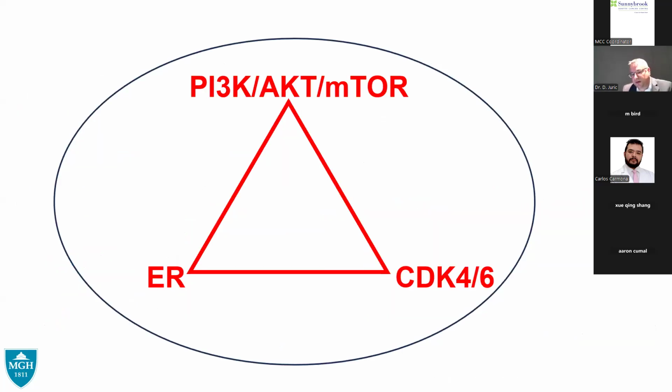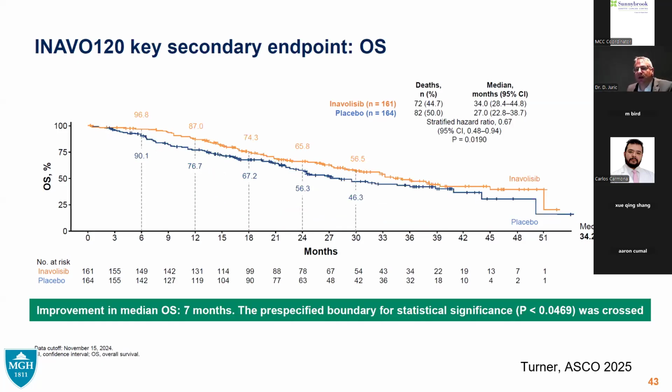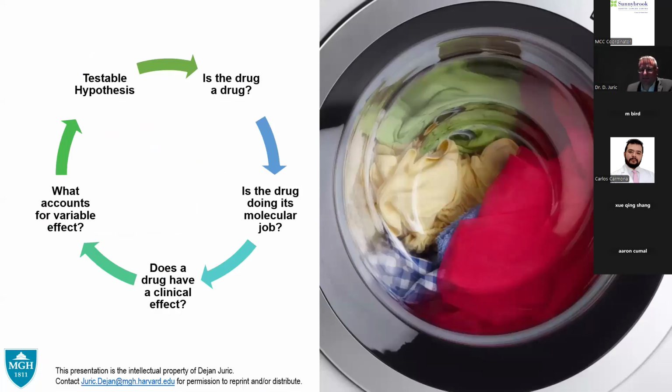And one way to be smarter is to hit the tumor on multiple nodes. And in our 120 is one of the studies that I was involved, where you're now hitting all 3 nodes. You're hitting PI3 kinase with inavolisib, you're hitting ER with fulvestrant, and CDK4/6 with palbociclib, and this is the hazard ratio you get for PFS, which is quite interesting, 0.42, but not just that, you have a 0.67 hazard ratio for OS, and this is in frontline setting in endocrine-resistant patients.